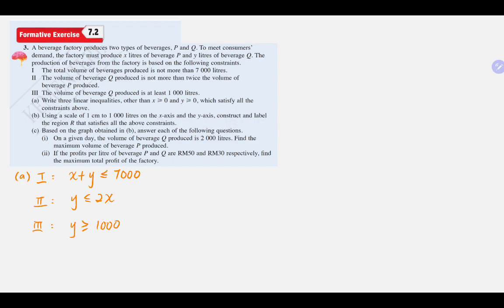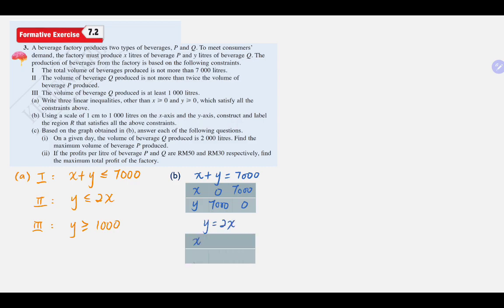B. By using a scale of 1 cm to 1000 liters on the x-axis and y-axis, construct and label the region R that satisfies all the above constraints. So we need to draw the 3 straight lines to get the region R. So number 1, x plus y equals 7,000. We'll try to get our x-intercept and y-intercept. So we'll get y-intercept is 7,000 and x-intercept is 7,000 as well. Line number 2, y equals 2x.